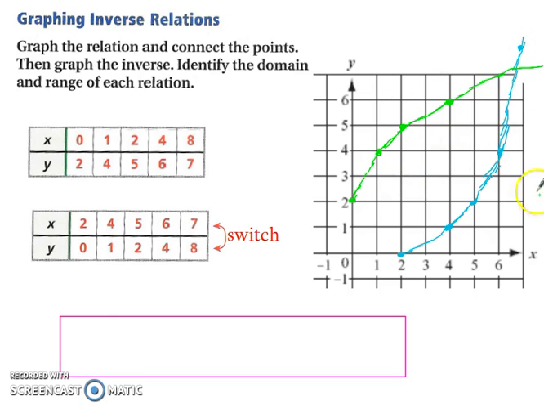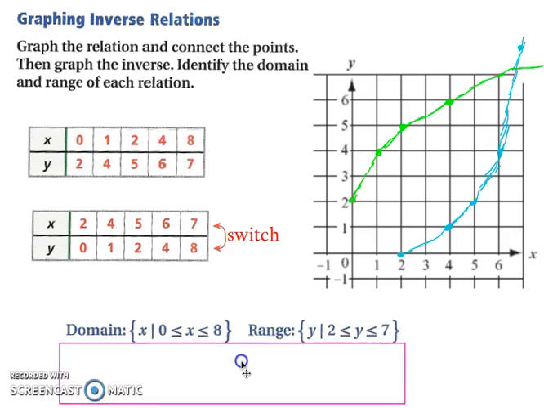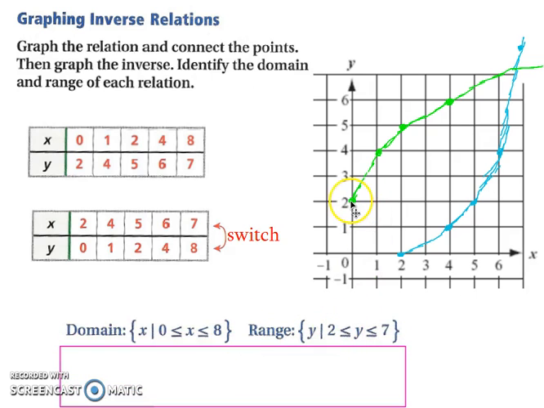Okay? So now we've got to look at our domain and our range. The domain is all the x values, and the range is all the y values. So let's look at our first one, the one in green. Your domain is going to be between 0 and 8, and our range goes between 2 and 7.